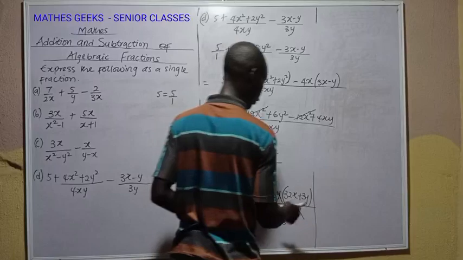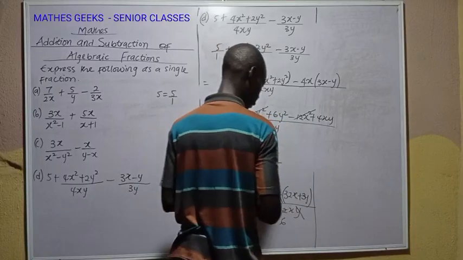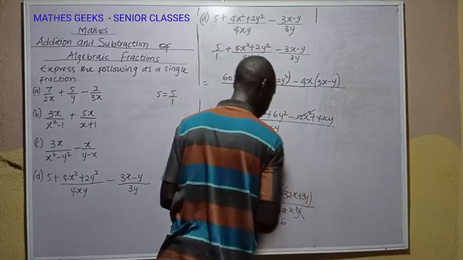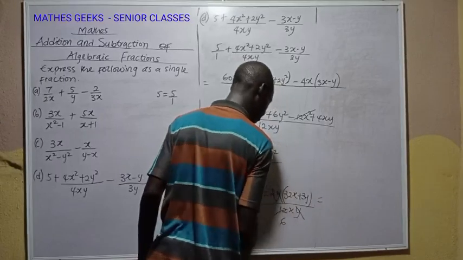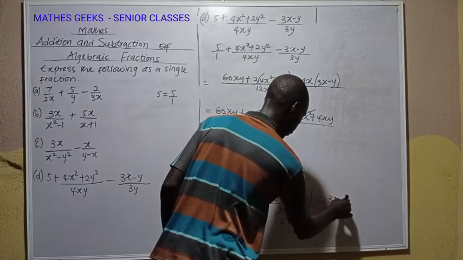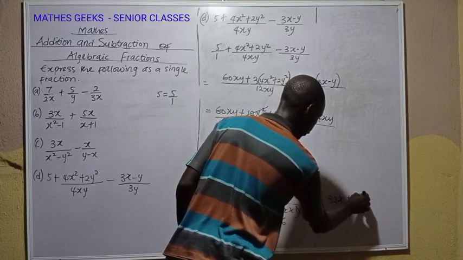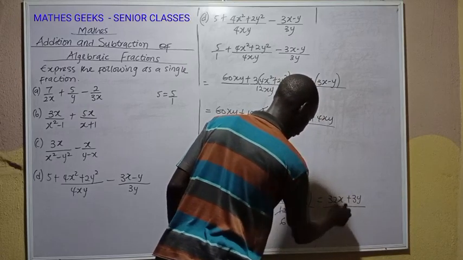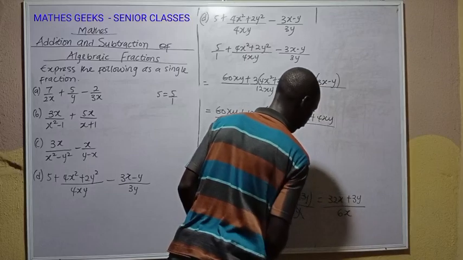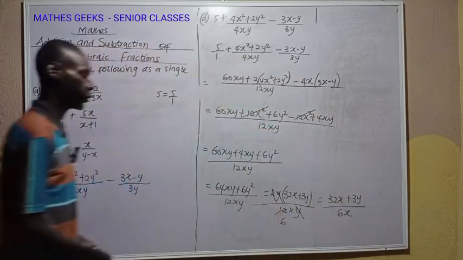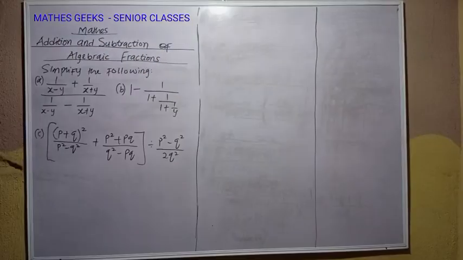So our equation becomes 32x plus 3y over 6x. That's the final answer. Simplify the following. So let's begin.